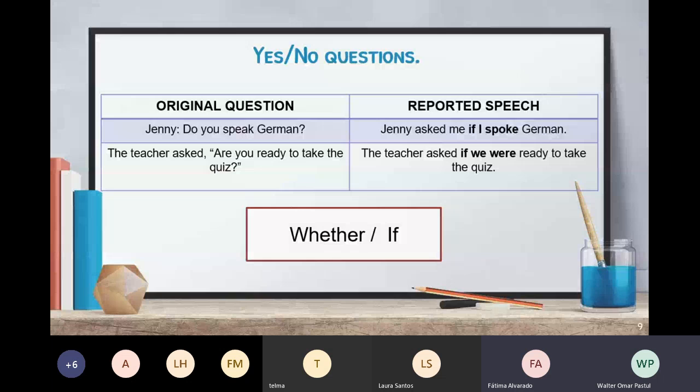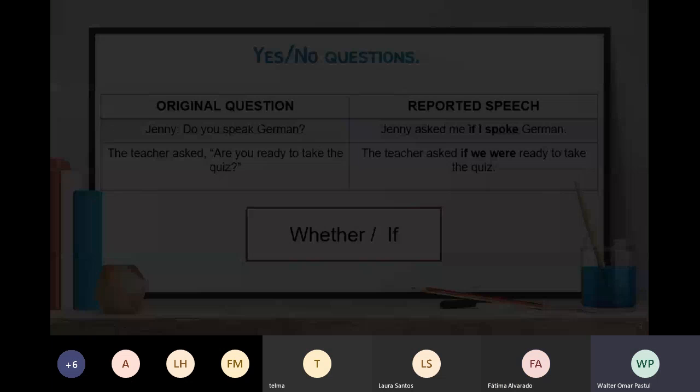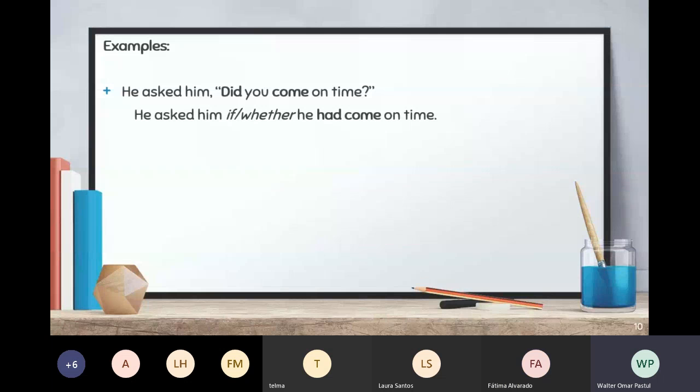Let's check other examples. But now I want your help for these examples. Can someone read the first one, please? He asked him, did you come on time? Exactly. And now the reported one. He asked him if he had come on time. Exactly. Thank you very much, Levi.